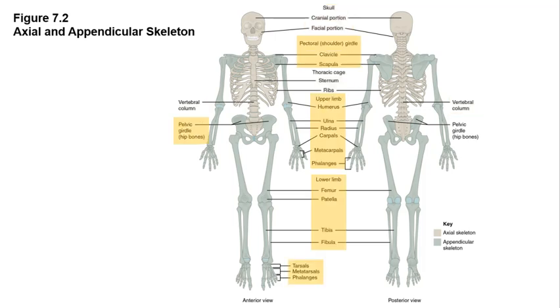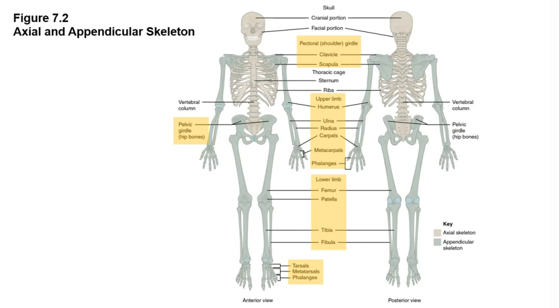The appendicular division of the skeleton consists of the bones of the pectoral girdle, the upper limbs, the pelvic girdle, and the lower limbs, all of which are shown here in teal. The pectoral girdle consists of the clavicle and the scapula, and functions to connect the upper limbs to the axial skeleton. The upper limb bones are the humerus, which is the bone of the arm, the radius and the ulna, which are the bones of the forearm.